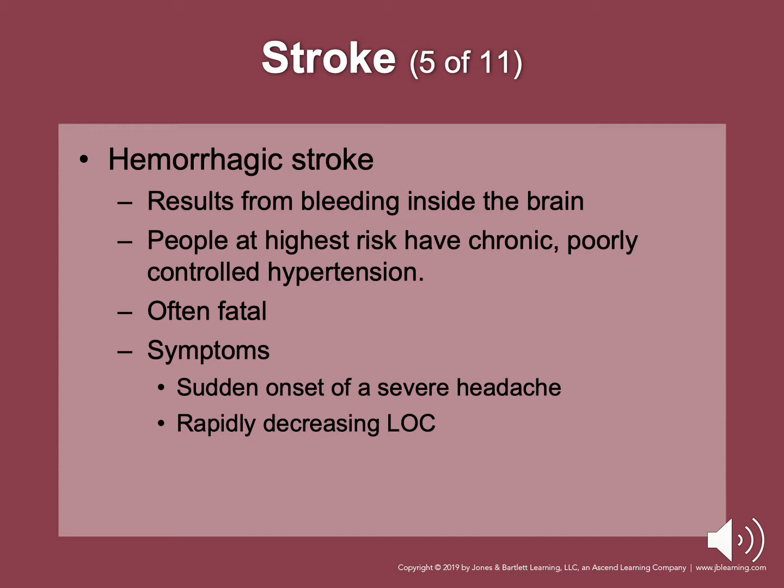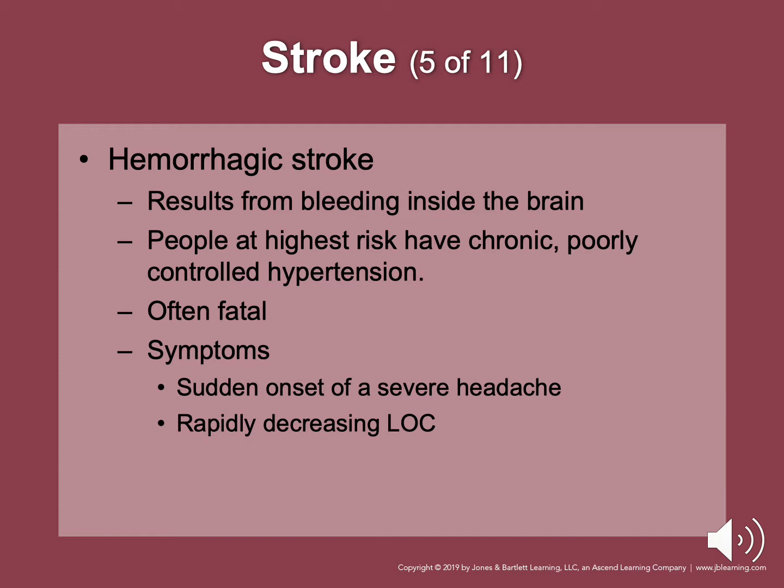Blood vessels in the brain weaken, making them prone to rupture because of the pressure that is continuously being put under them. It is often fatal. People born with a weakness in one or more arterial layers are also at increased risk for hemorrhagic stroke.